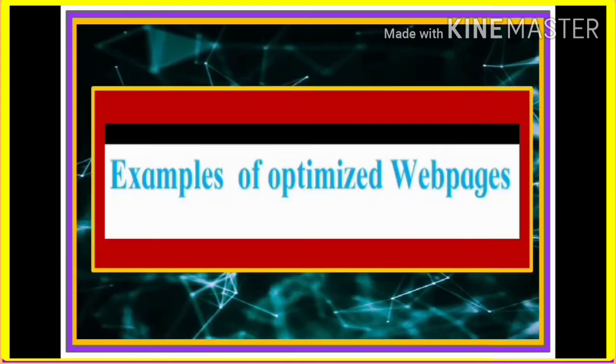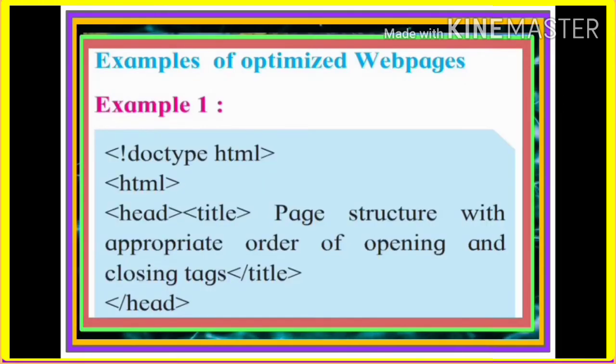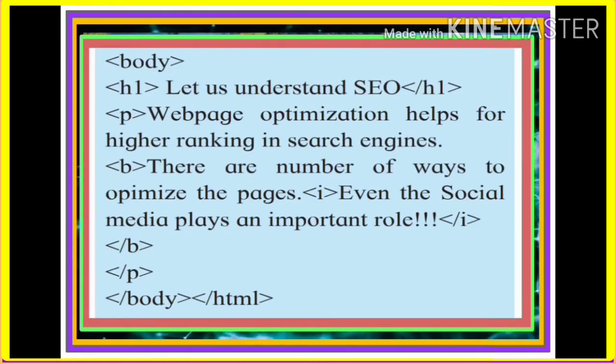Let's see the examples of optimized web pages. In this example 1, some of the recommended tags are used. Here in head section there is a title tag. In body section there is a H1 tag, paragraph tag, P tag, B tag for bold, I tag for italic. Means one should use all the recommended tags while creating the web page structure.